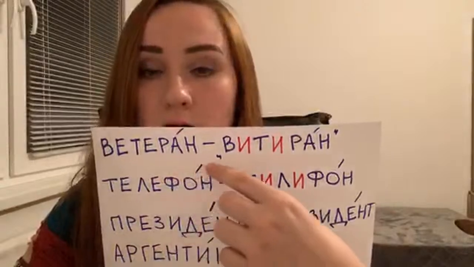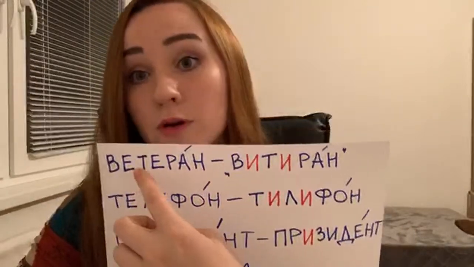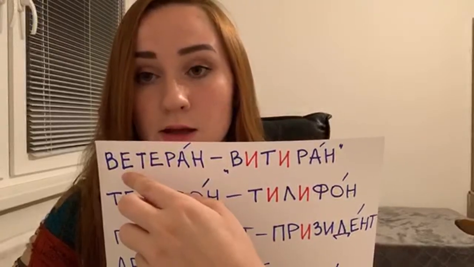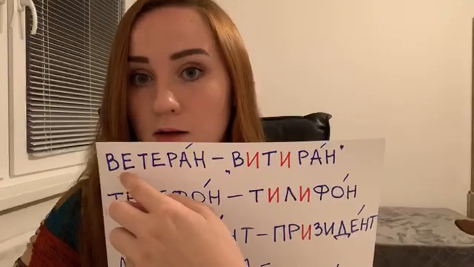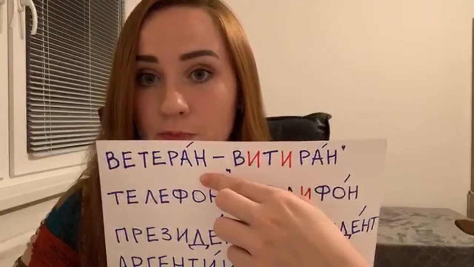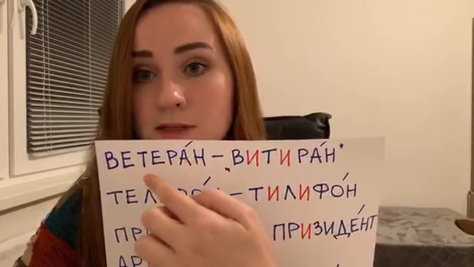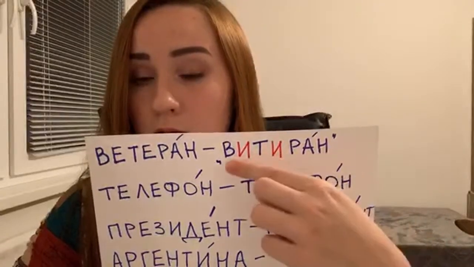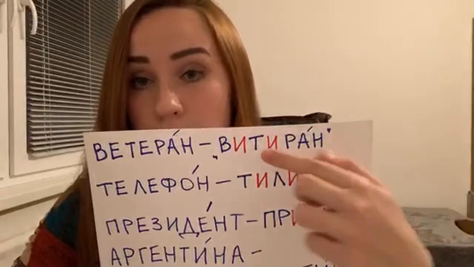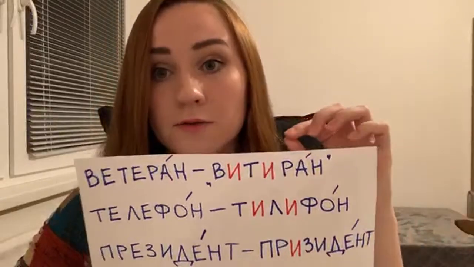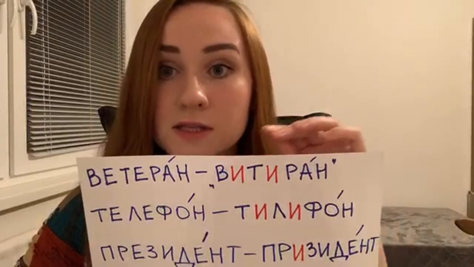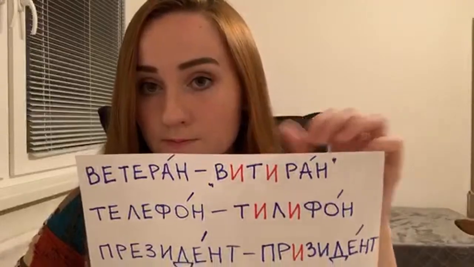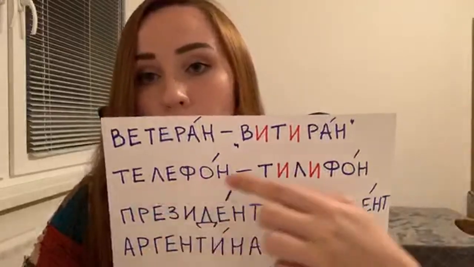So, ветеран. Again, if you're an English speaker, you will definitely be tempted to say it like veteran. Here, ve. But in Russian, the last syllable is stressed. Ветеран. It means that both ye turn to e. Ветеран. So first slowly, then do it faster. Ветеран.